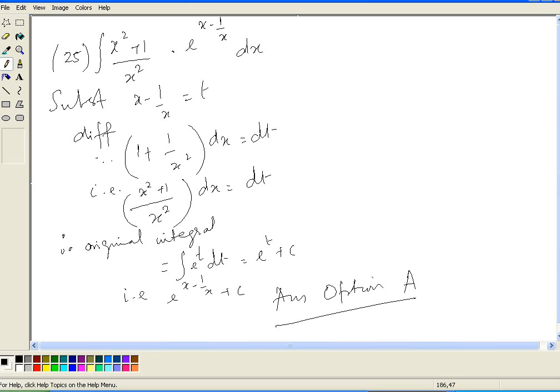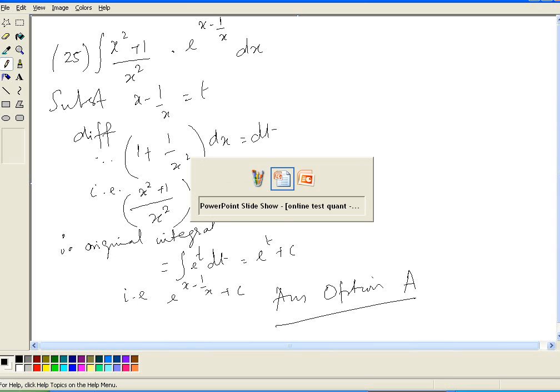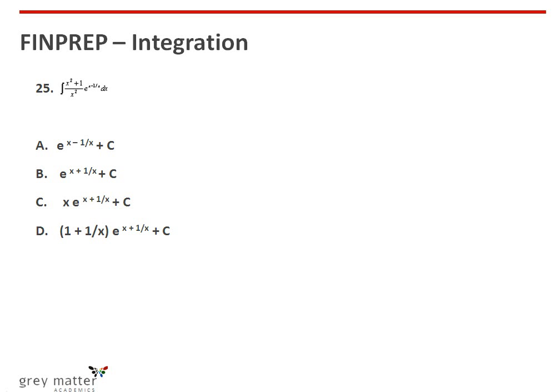Original integral is equal to integral e power t dt. That is, we replace (x squared plus 1) by x squared dx by dt, and e power (x minus 1 by x) as e power t. So you get e power t plus c. Now reverting back to its original expression, replace t by x minus 1 by x, and get e power (x minus 1 by x) plus c. So the answer is option A. Going to our PowerPoint presentation, it is option A, which is e power (x minus 1 by x) plus c.